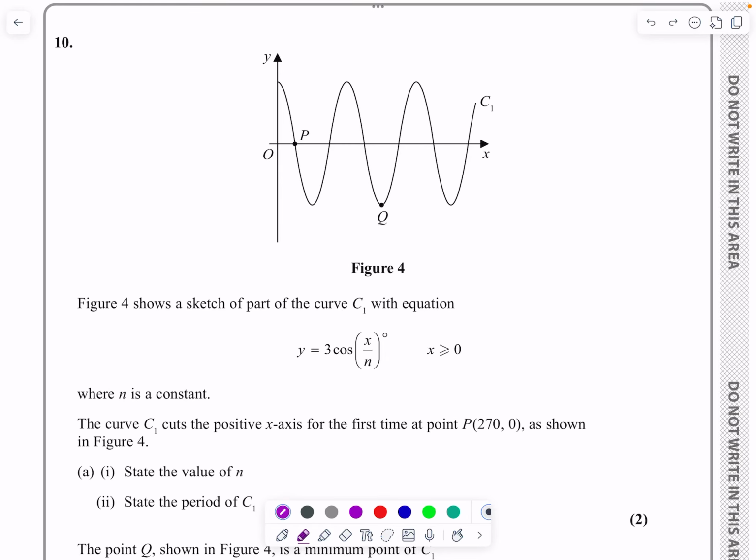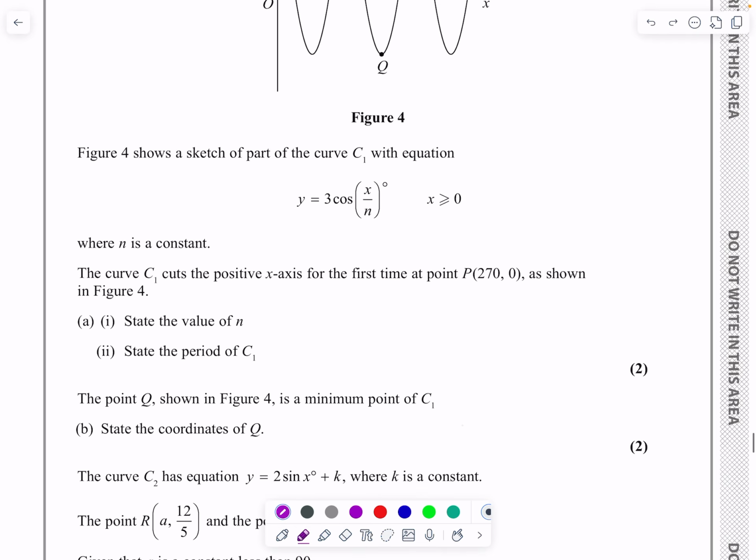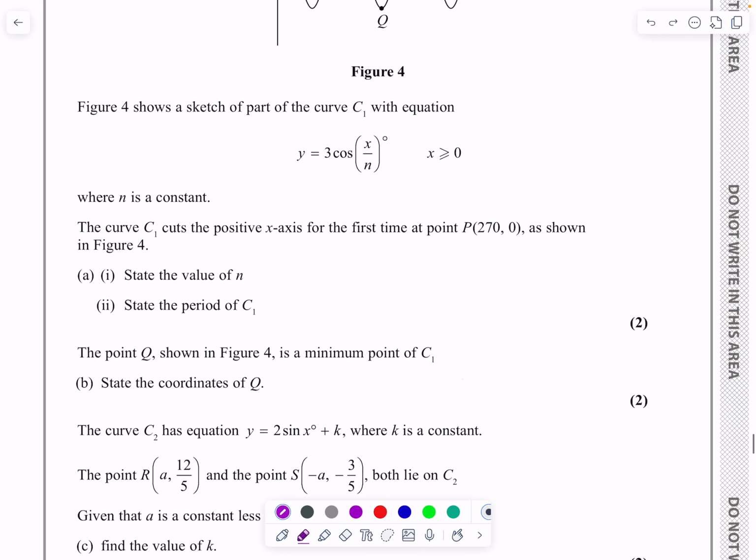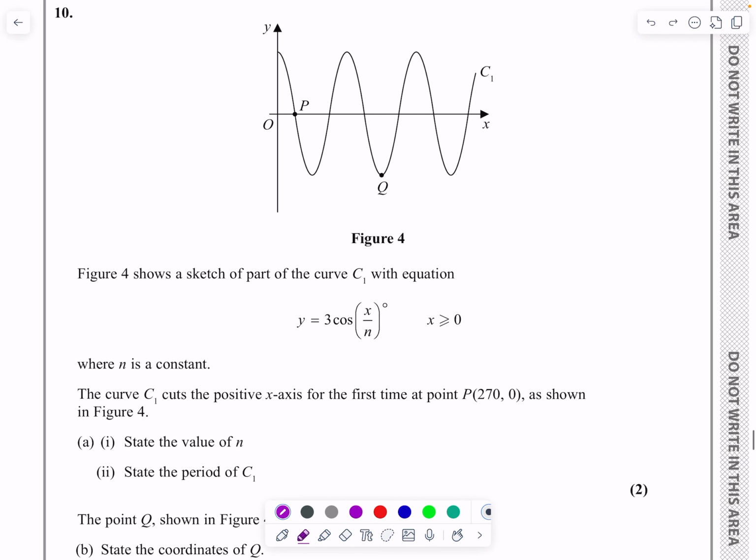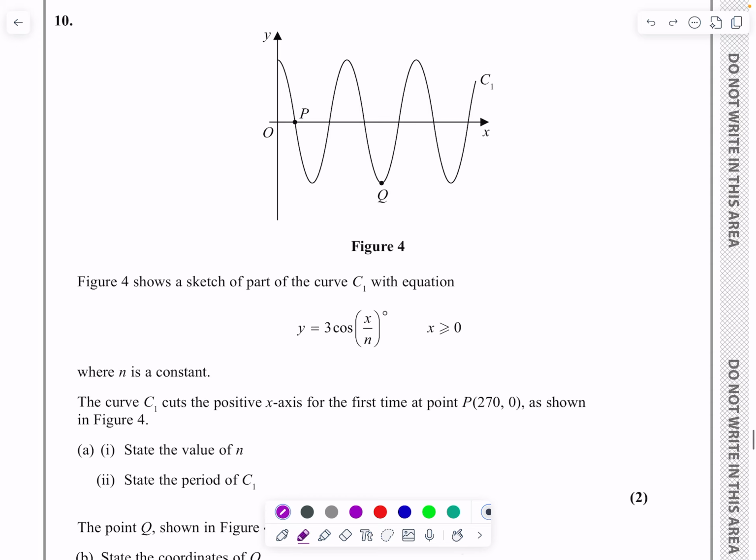Okay, this is the P1 paper from October 2023. It's question number 10, and if we take a good look at this, we can see this is a trig ratios question. In particular, we're going to be transforming trig graphs here. So before I get started, I need to just remind you of a couple of things with regards to transformations.